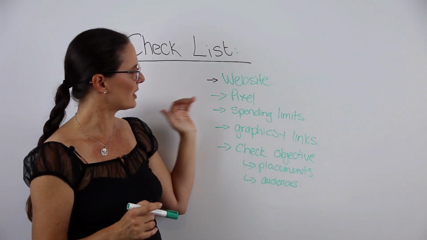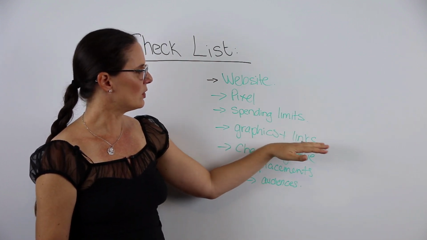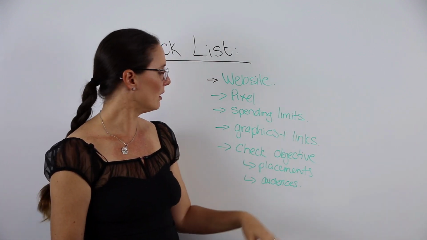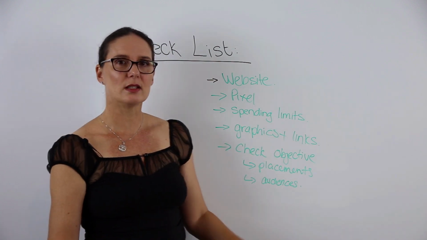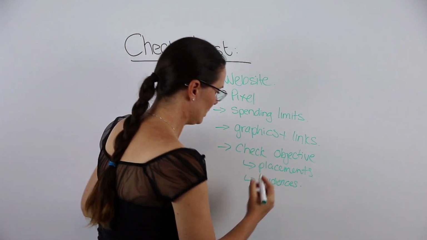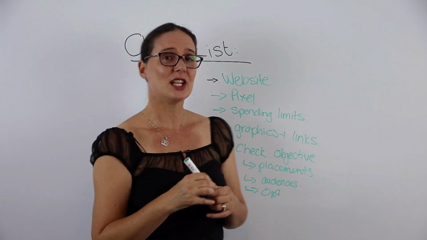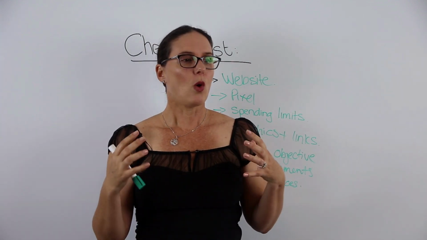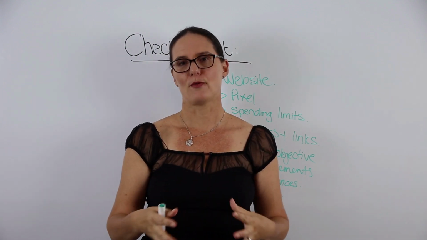So your website, your pixel, make sure there's no spending limits, make sure that your graphics and your links on your ads are working well. Your checklist: you've gone through your objectives, your placements, your audiences, your optimization. All those types of things you need to make sure on every single ad before it goes out.